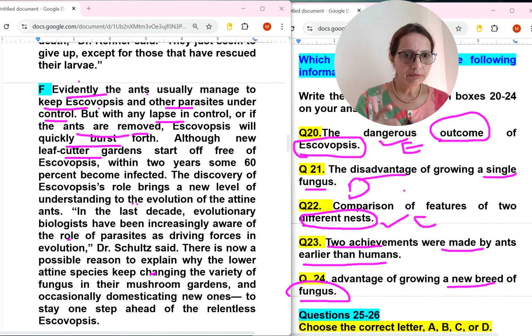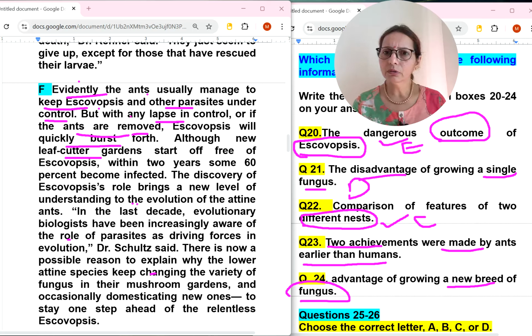This is what is left here. Only two achievements were made by ants earlier than humans. Advantages of growing a new breed of fungus. Okay, growing a new breed of fungus. Are they talking about new? The new leaf cutter, but this is not fungus.